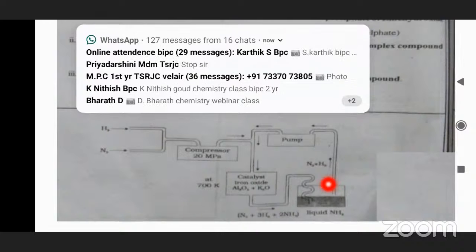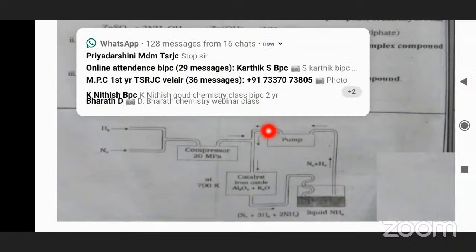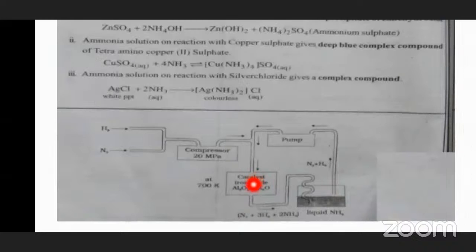Here, if any gases like nitrogen as well as dihydrogen are left over, those excess gases are transferred by the pump again and again. Then they come towards the catalyst chamber again, and the reaction takes place again to form ammonia, which is also transferred into the liquid ammonia chamber. Thus, we prepare ammonia using dihydrogen and nitrogen to yield more ammonia under the conditions of the Le Chatelier principle.